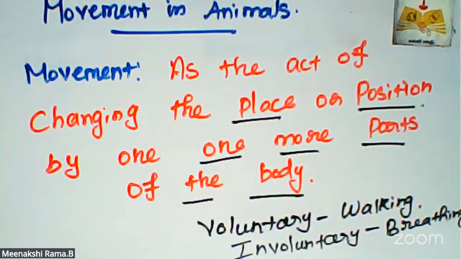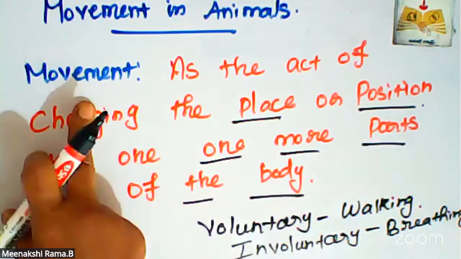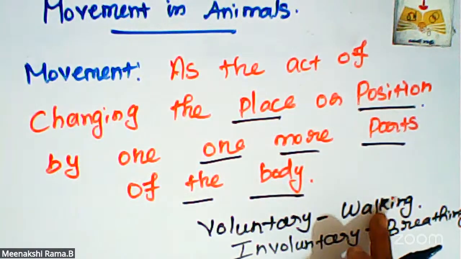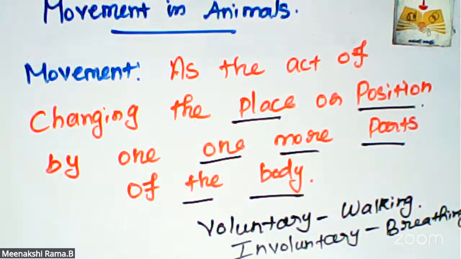Voluntary action is walking, running, jumping. Who decides these kinds of actions? We ourselves. These are external actions. Breathing is an internal action of our body. That is involuntary action. So movement is in two ways: voluntary actions and involuntary actions. Voluntary action means external parts of our body, walking, running, jumping, sleeping, eating. Involuntary means breathing, and thinking, like that.